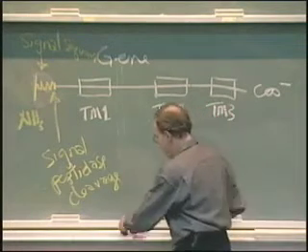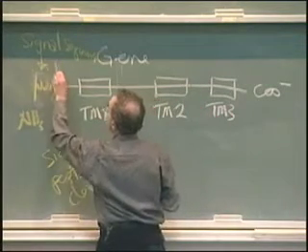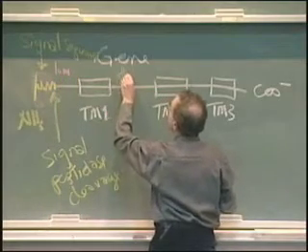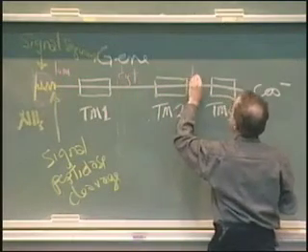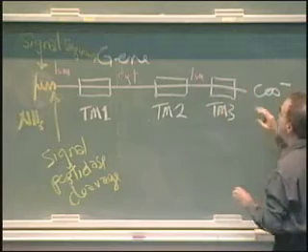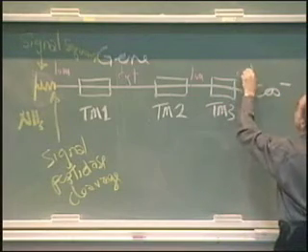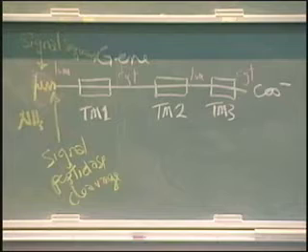So this portion of the molecule will be in the lumen. This will be in the cytoplasm. This will be in the lumen. And the last bit will be in the cytoplasm. So you have a kind of serpentine winding of the protein in and out of the membrane.